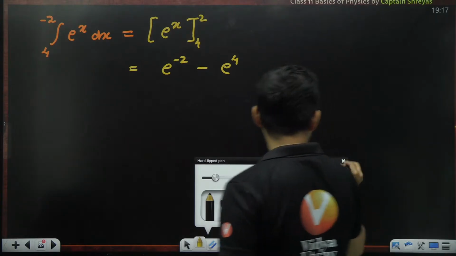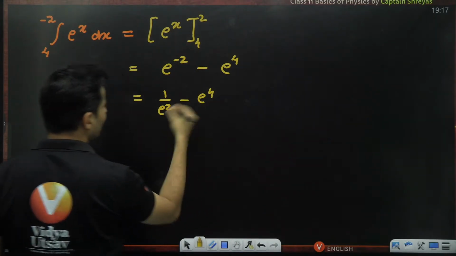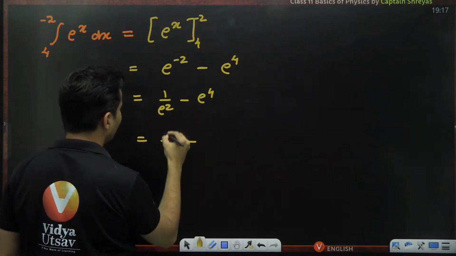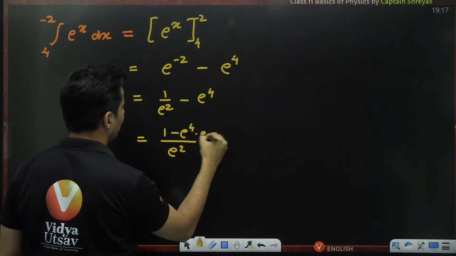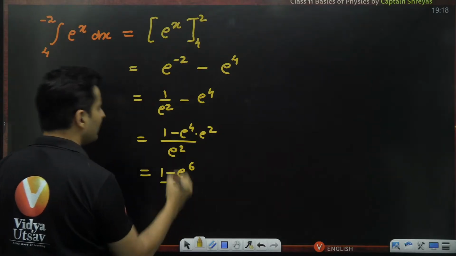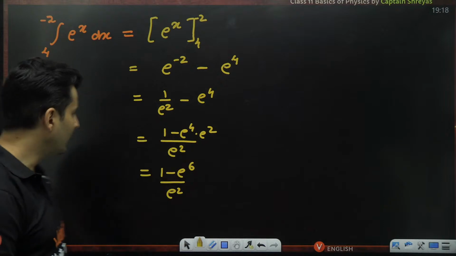So what is this, sir? This is nothing but 1 by e raised to 2 minus 1 by e raised to 4. If you want to leave it like this, you can leave it like this. Or if you want to take LCM, then it becomes (e raised to 4 minus e raised to 2) by e raised to 6. Either this or this, both are correct. It's up to how the options look.